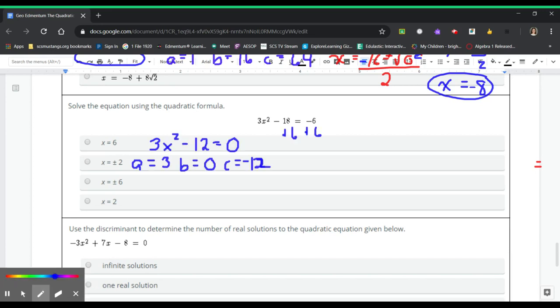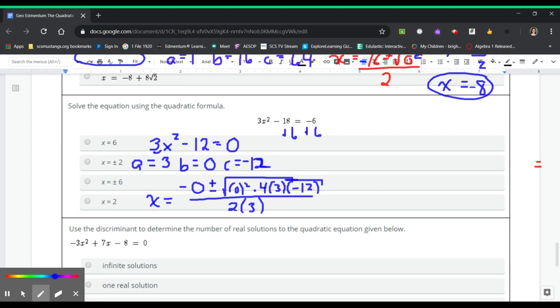Okay, so for the first checkpoint that I've got for you, it was not set equal to 0, so I moved the 6 to the other side. Negative 18 plus 6 will give us negative 12. So A will be equal to 3 for that first value, because that's next to the x squared. B, there isn't just a regular x with a number in front, so that's the 0. And then my C value is going to be negative 12.